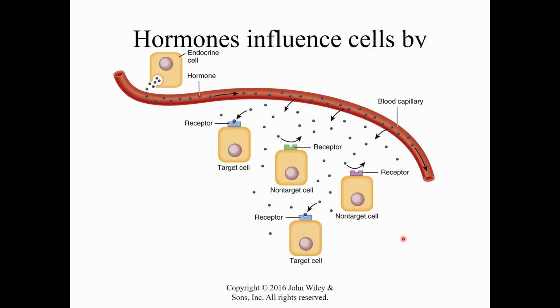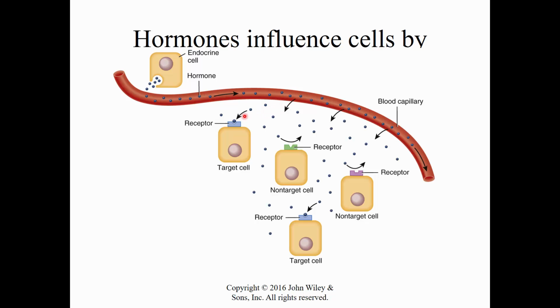Now, hormones need to work through receptors. The idea of a receptor is key to a hormone. So here's an endocrine cell. It's releasing its hormone product. That hormone product goes into the blood. It doesn't have to be the blood, it could be body tissues, but most of the hormones we'll be talking about go through the blood, and leave the capillary system.